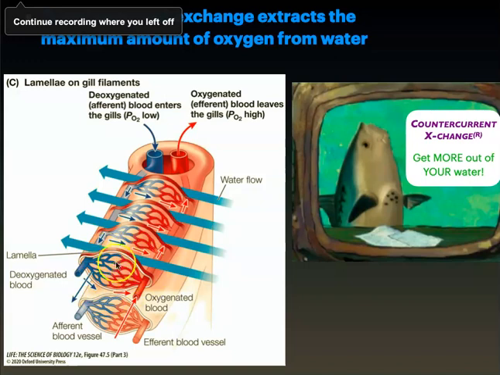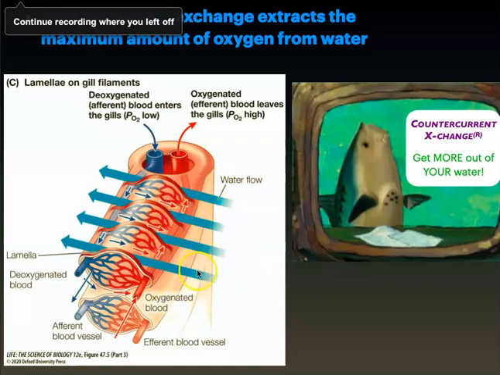It picks up oxygen from the water, and then it moves in this direction from the bottom to the top of the image. And as we see, as it moves through this blood vessel here, it is exposed to water that has just entered the gill. So that's water that still has a lot of oxygen in it.